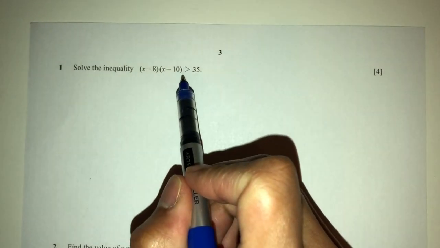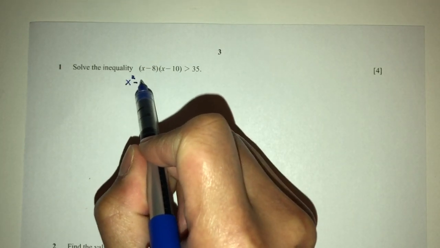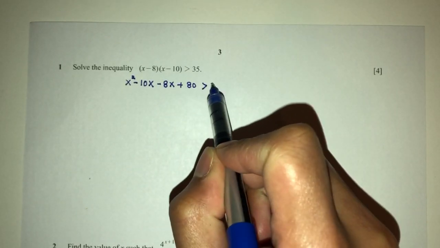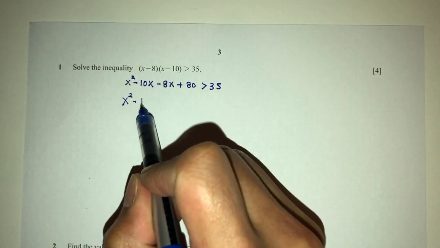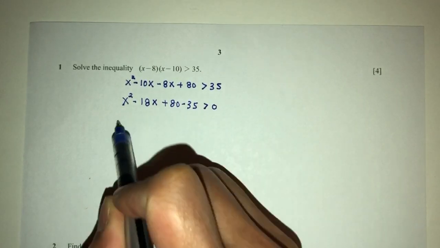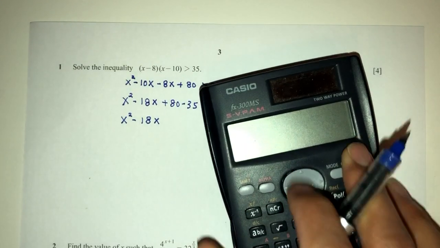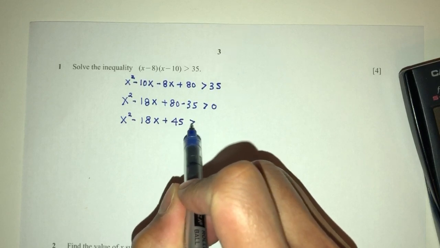So here we have to solve the inequality. As you can see, we have brackets and the more than sign. So let's first expand the brackets. So you will have x squared minus 10x minus 8x plus 80 more than 35. Now let's send everything to one side. You will have x squared minus 18x plus 80 minus 35 more than 0. Simplify. Minus 18x. So what is plus 80 minus 35? That will be 45. Plus 45 more than 0.